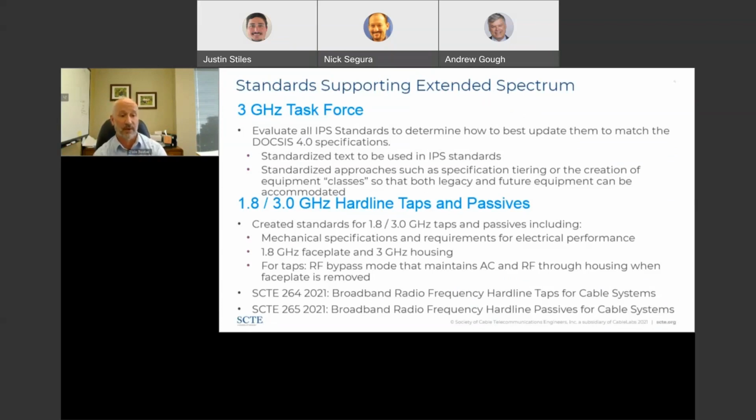A separate working group looked at the 1.8 gig as well as 3 gig hardline taps and passives, and as a result, they issued 2 standards. SCTE 264 focused on the hardline taps, and SCTE 265 focused on the hardline passives.